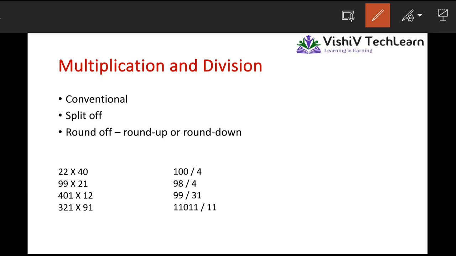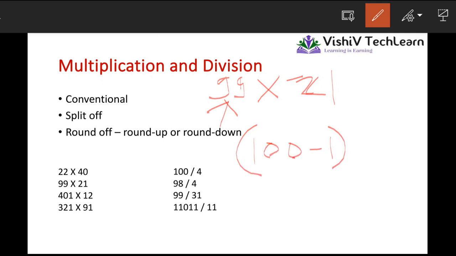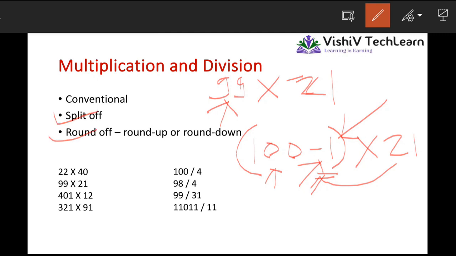So exactly what we have done here is, the main calculation is 99 into 21. We added 1 to this 99, so basically it is like this: 100 minus 1, with a bracket here, multiplied by 21. Now when we split this bracket, this 21 will get multiplied to 100 as well as to 1, and this is how 2100 minus 21 will give the final answer. So this is how we have used split off and round off in the calculations. Any calculation you select, we can do this very easily.